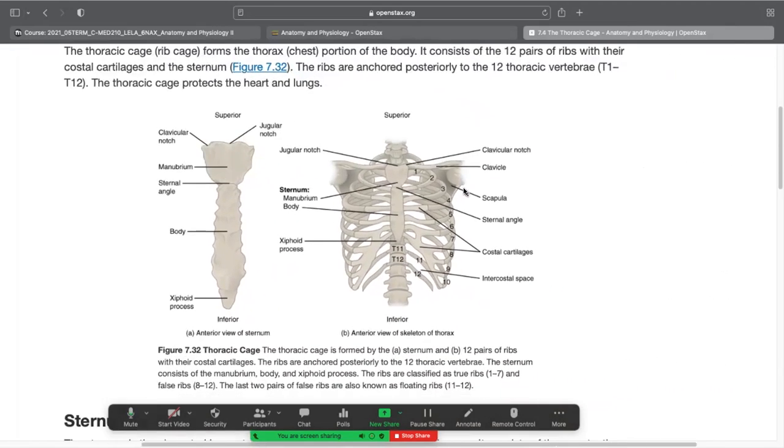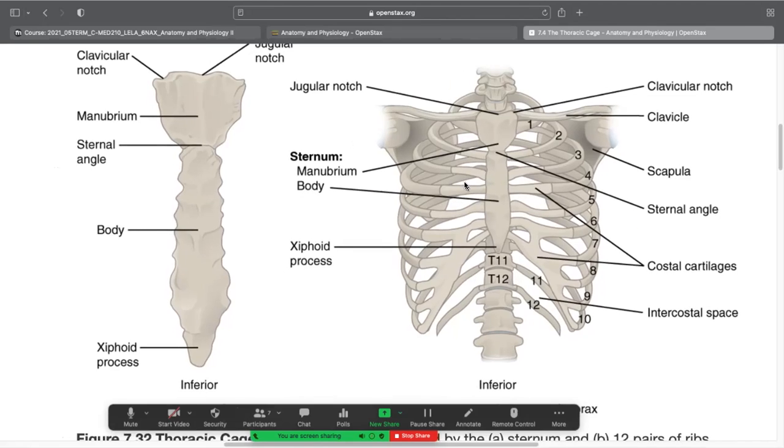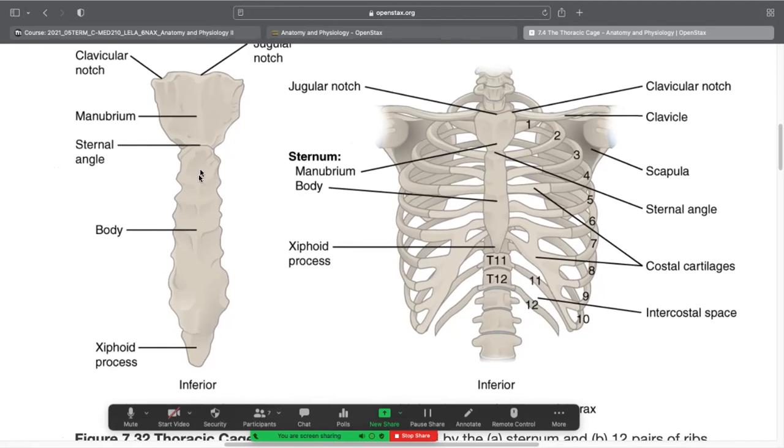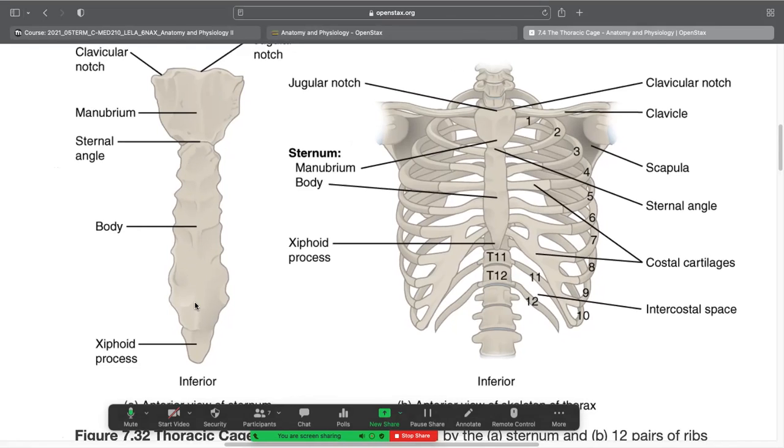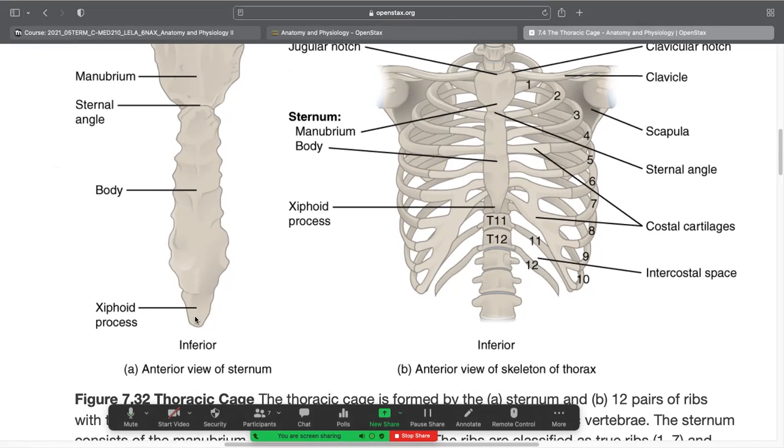Let's look at your sternum or breastbone. This part of this, I always think it's like a tie, like a suit and tie. And you're a man and you wear a suit and tie. So that's your manubrium, the corpus or body, and it ends in a cartilaginous tip there called your xiphoid process. Xiphoid process is particularly important because this is where we measure up with our fingers to do CPR.